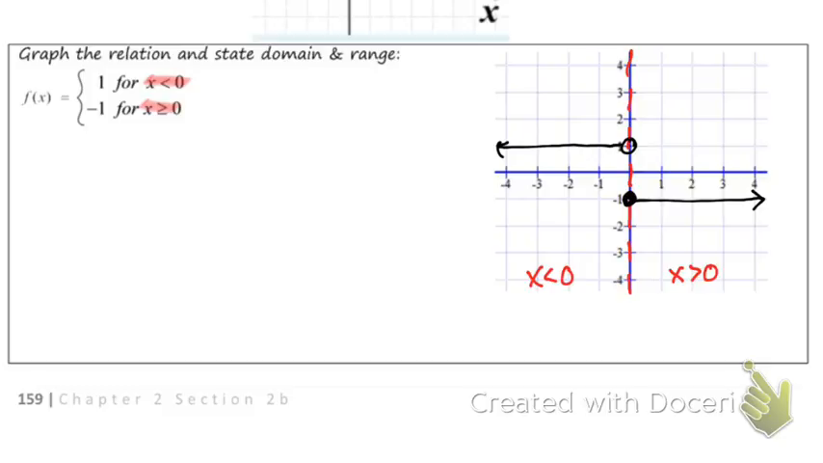And Juan pointed that out earlier. If you do not have a function, you did something wrong. If you get to the test and you're drawing something and you have graphs on top of graphs, you did something wrong. Fix it. All right.